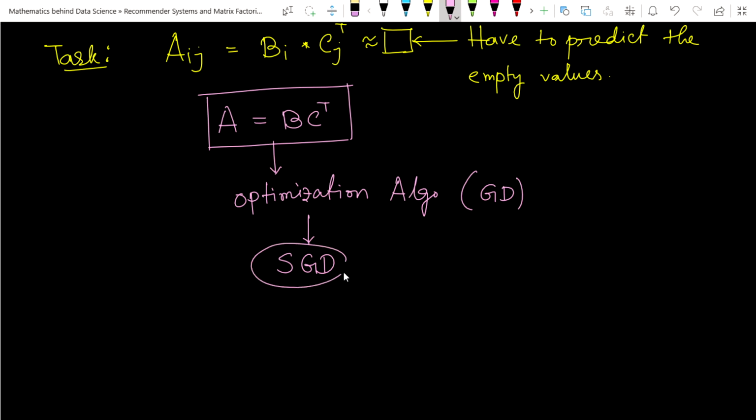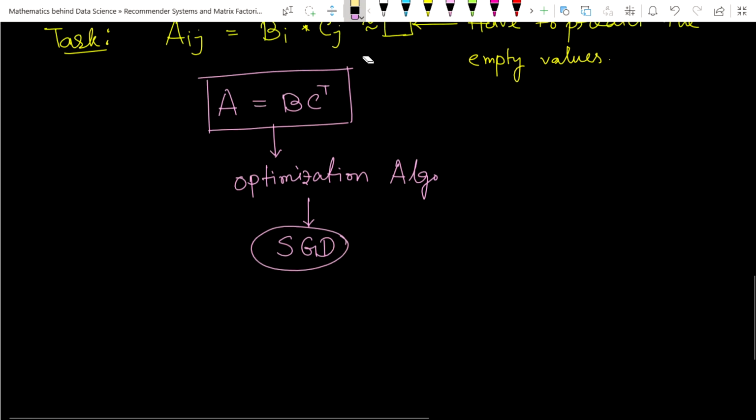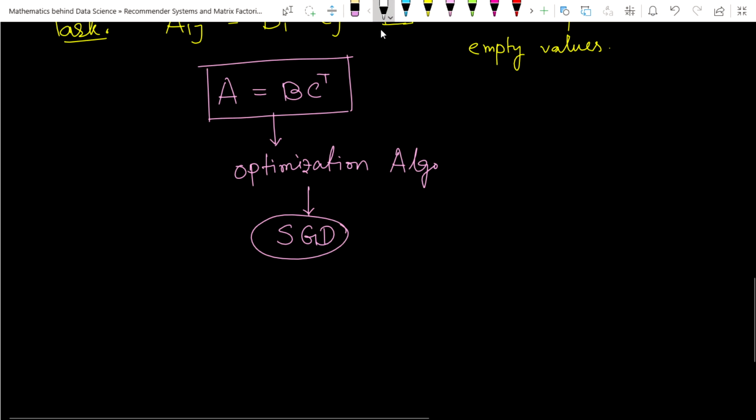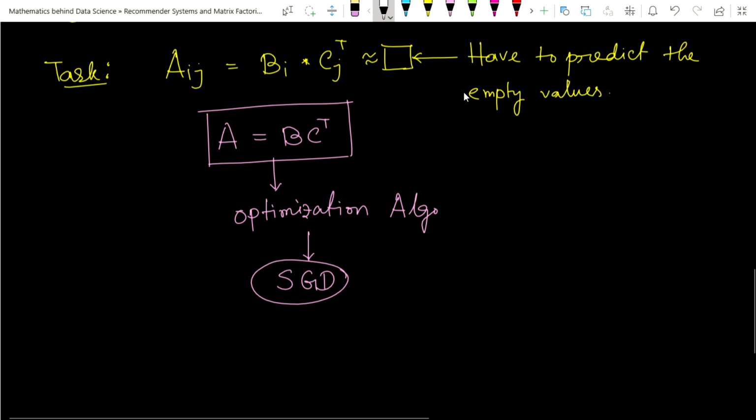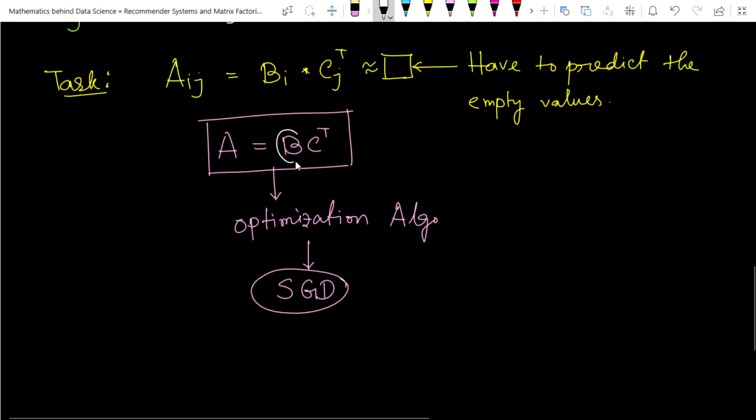It is very easy to optimize any problem. Most of the time we will use stochastic gradient descent. Now let's see how to formulate the mathematical optimization function to find B and C. Our main task is to predict this value. To predict it, we have to find the values of B and C. That's the main job here: how to find this B and C.